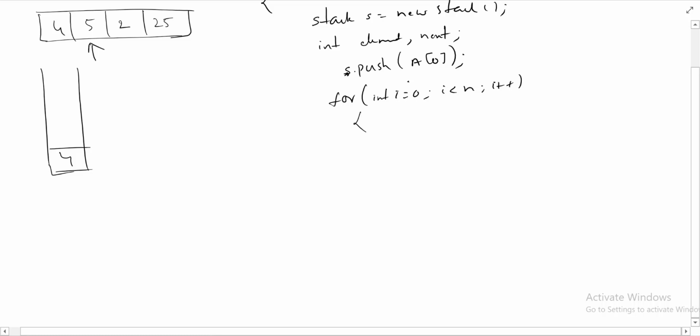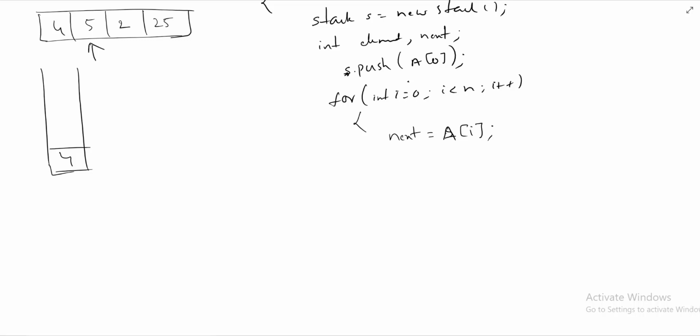What we are doing now? We are keeping track of the next. So we will just put it in the next. What is that? A of i. Once we keep it in the next, the very next thing is, are there any elements in the stack? If there are any elements in the stack, we should start comparing those elements with the next to print the next greater elements.